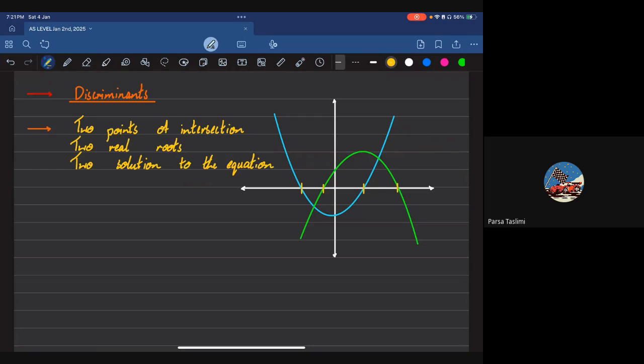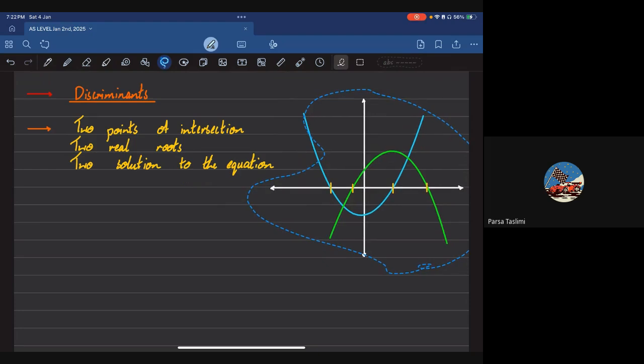Your discriminant is going to be, you're absolutely right, greater than 0. How is it going to be greater than 0? For example, it is simply going to be b square minus 4ac is greater than 0.